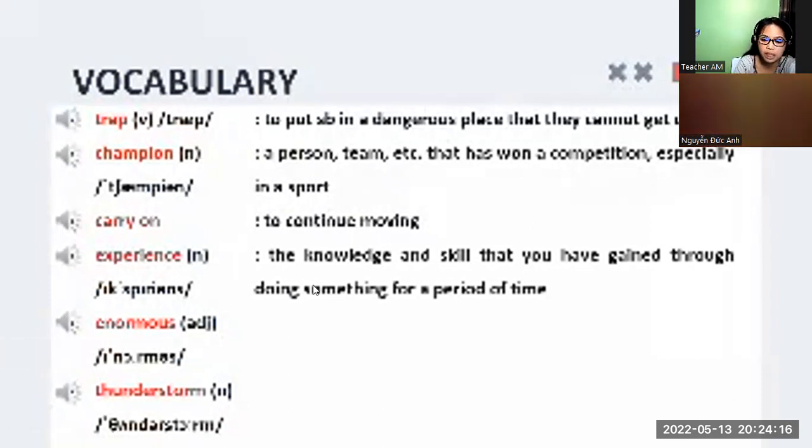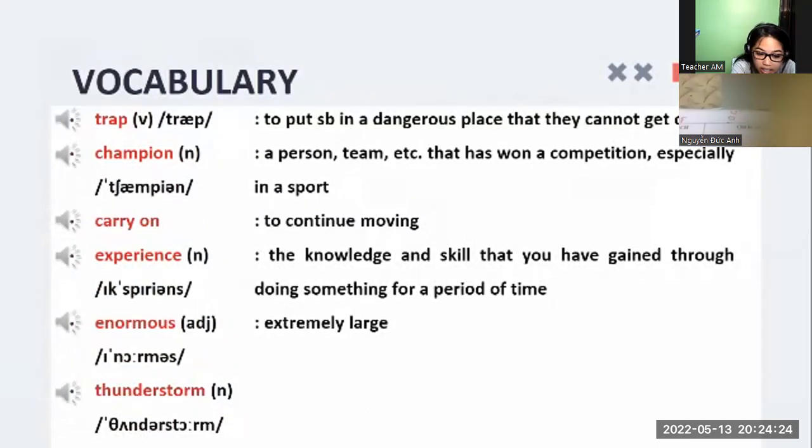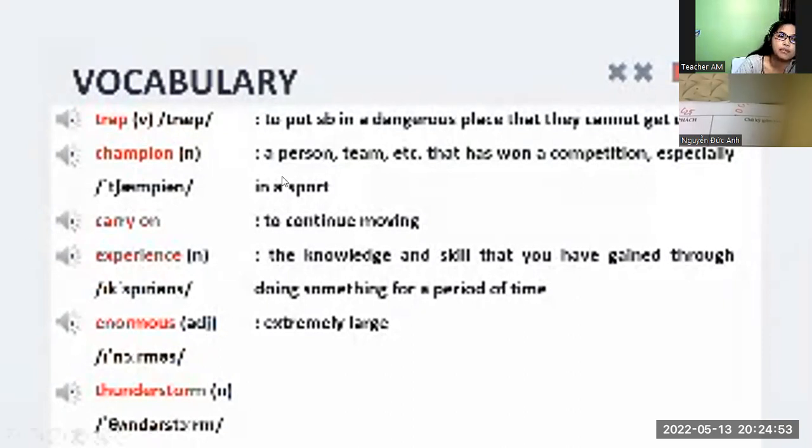Next, we have enormous. Enormous. Okay, this means extremely large or big. Okay, can you please give something that is enormous? Yeah, that is enormous. So this is very enormous. Okay, very good.